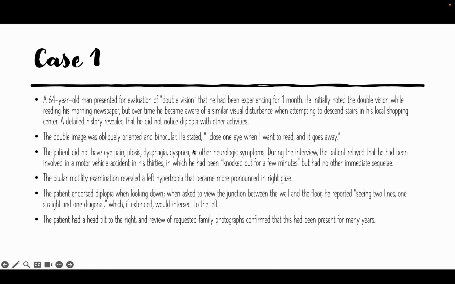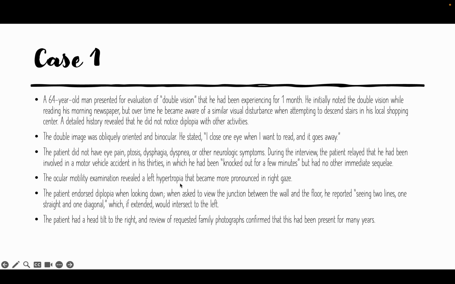The double image was obliquely oriented and binocular. So this is oblique orientation. As I told you, oblique and torsional orientation is classically seen with the superior oblique muscle. He stated, when I close one eye, then the other, and I try to read, it goes away. So it is binocular. When he closes one eye, he is able to read normally with the other. The patient did not have eye pain, ptosis, dysphagia, dyspnea, or other neurological symptoms. During the patient interview, he related that he had been involved in a motor vehicle accident in his 30s, in which he was knocked out for a few minutes. So he has a history of a motor vehicle accident 30 years ago, where he was unconscious for a few minutes. The oculomotor examination revealed a left hypertropia.